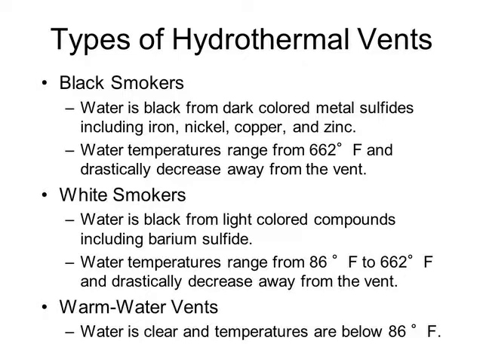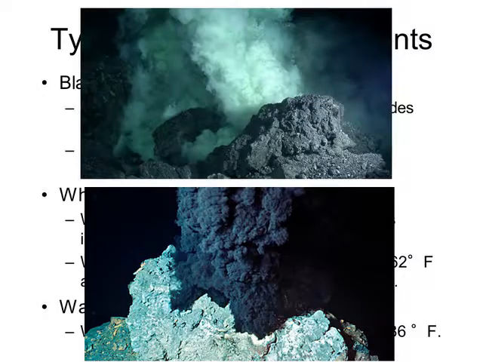And lastly, you have warm water vents. Warm water vents are not hot water like the other two, and these ones don't pull out any minerals or metal sulfides when they come out, so they are clear in color, and their temperatures generally are below 86 degrees Fahrenheit. So on the next slide here, you can see the two different types.